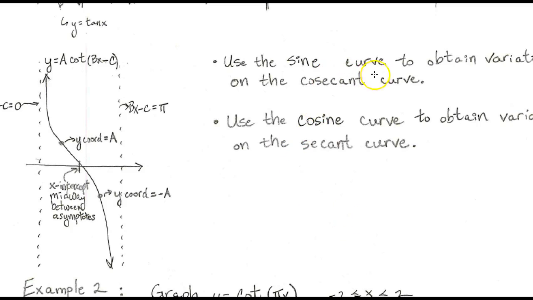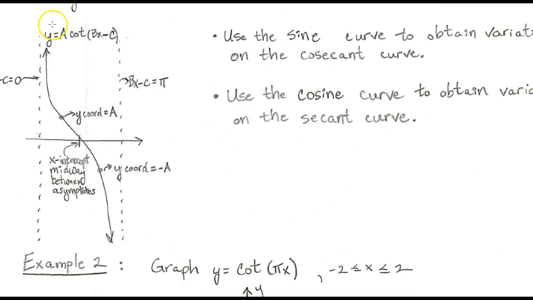So then I want to use the sine curve to obtain variations on the cosecant curve and use the cosine curve to obtain variations on the secant curve. Okay? The variations on the cotangent curve are going to be very similar to what we did with tangent, except that bx minus c will be 0 on the left side for the vertical asymptote, and bx minus c will be pi on the right side. Right? Tangent was minus pi over 2 and pi over 2, so cotangent is 0 and pi. Set those equal to 0 and pi, solve for x, and that tells you what the vertical asymptotes are for a variation. And then the y-coordinate is a on the left side now and minus a on the right side, where for tangent it was flipped.